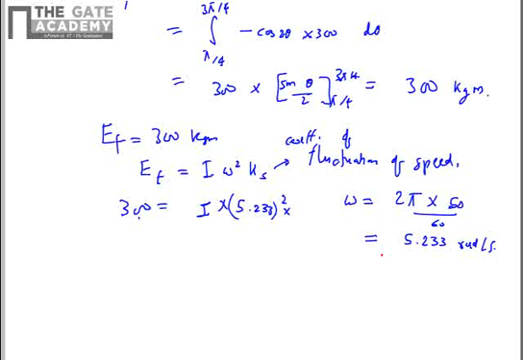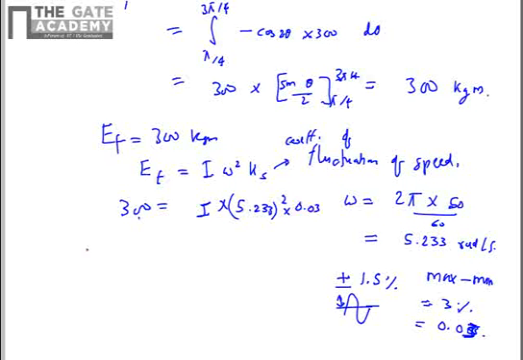The coefficient of fluctuation of speed is given as plus minus 1.5%. So the speed of the shaft can vary within plus minus 1.5%. So max minus min speed of the shaft can vary within 3%. This is 1.5 given, positive and negative, so 3%. 3% is equal to 0.03. So this value 0.03 was put here. So I will come from this calculation as equal to 365 kg meter square.